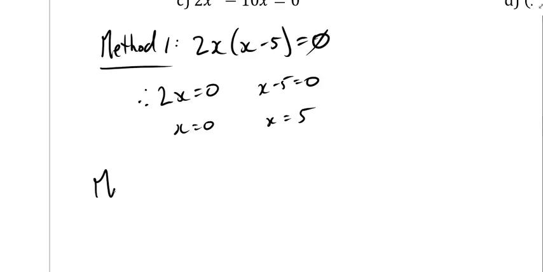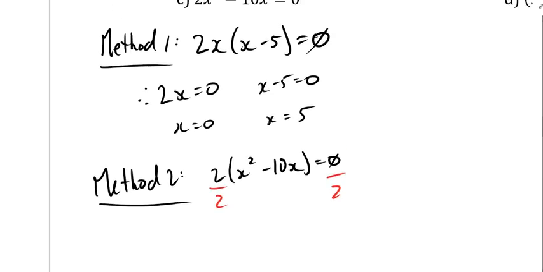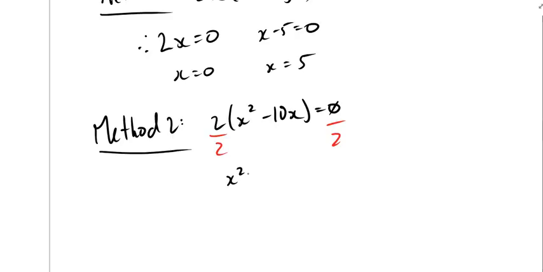Method 2 is hardly different. It's hardly even a different method, right? But it's just, what if I pulled out the 2 first and divided both sides by 2? I end up with x squared minus 10x equals 0. Oh, sorry, 5x. And then I just common factor this.